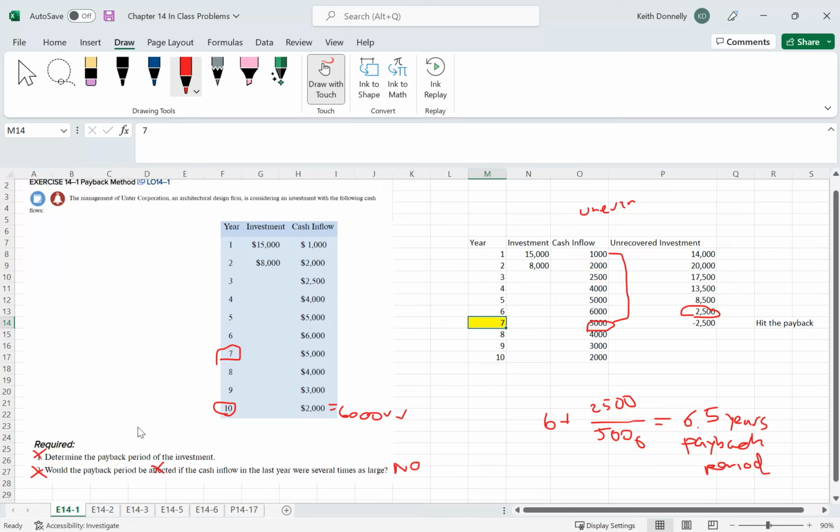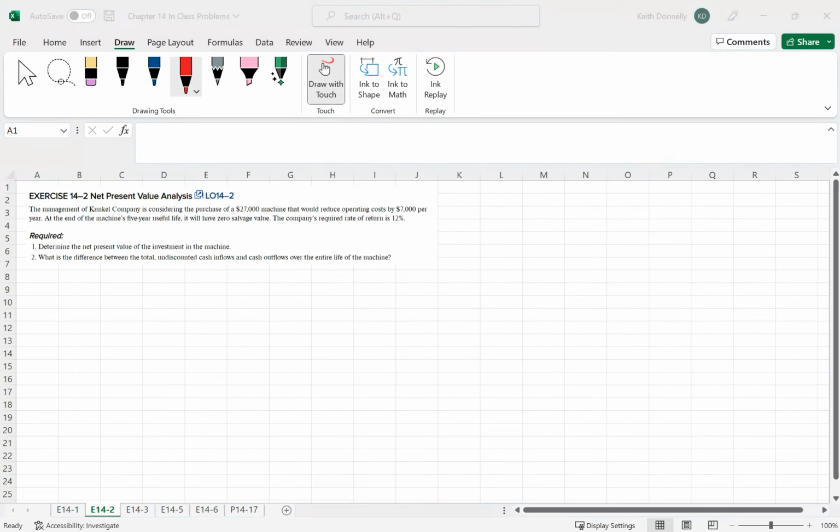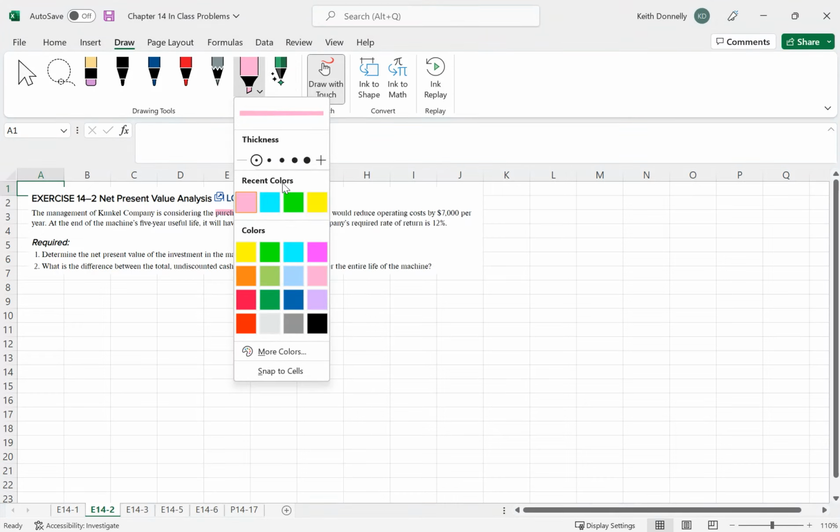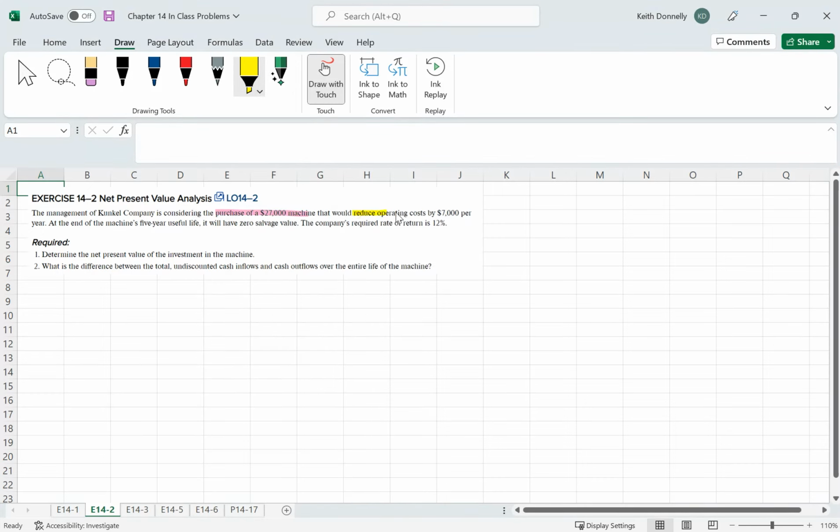Okay, nothing too tough there. Let's move on to E14.2 here. Okay, so let me zoom in here so I can read this. It says the management of a company is considering purchasing a machine, and it would reduce operating costs by virtue of buying this machine by $7,000 per year. At the end of the machine's 5-year life, it will have a $0 salvage value. Looks like the company's rate of return is 12%.